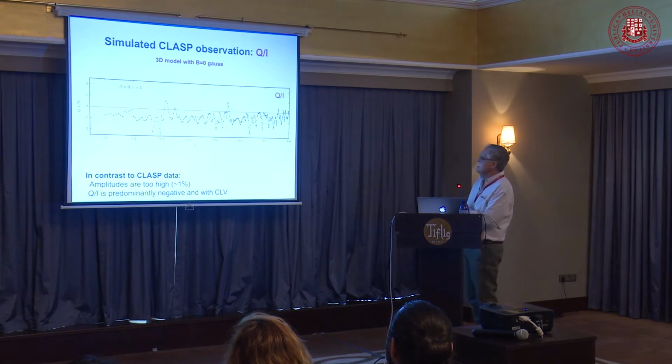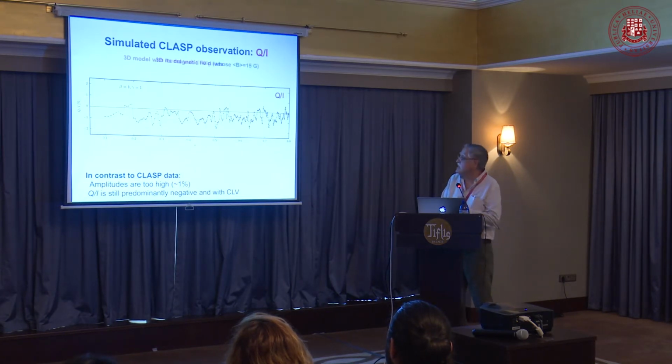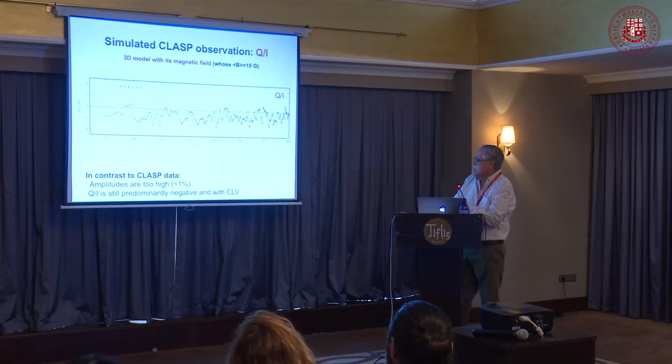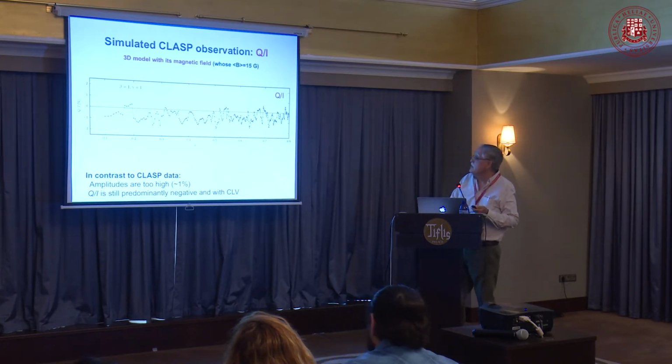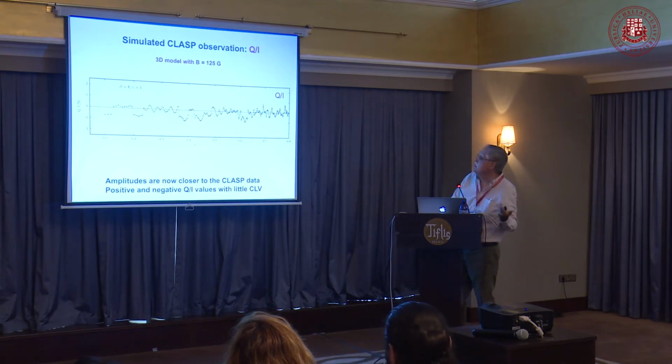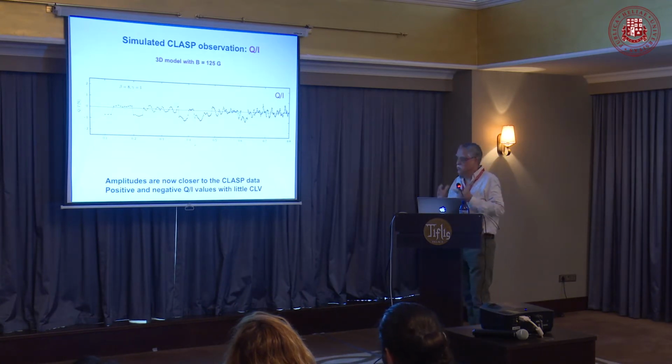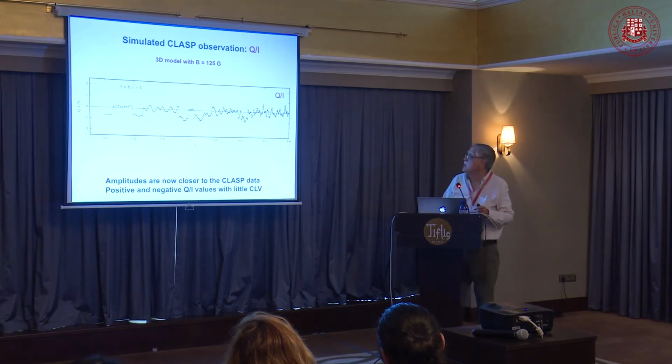You see that most of the signals are negative and there is a clear center to limb variation. If we now take into account the magnetic field of the model, the situation has to change a little bit, but still the amplitudes are predominantly negative. If we now artificially increase the magnetic field up to 125 Gauss, then we start approaching the observation more.